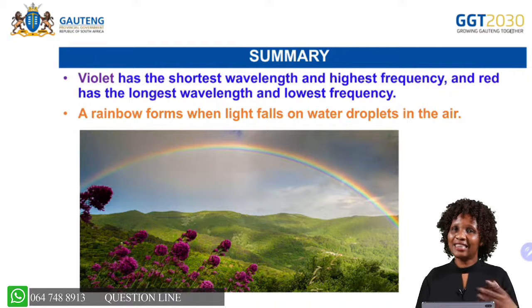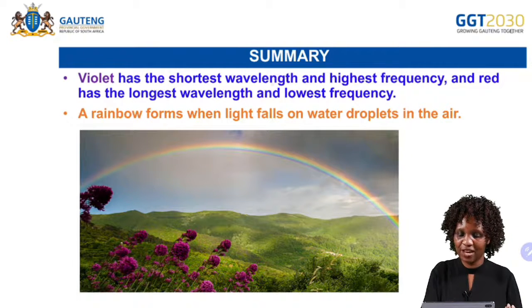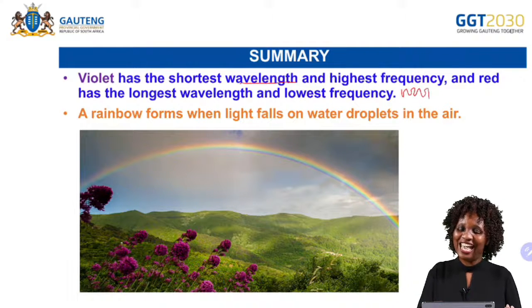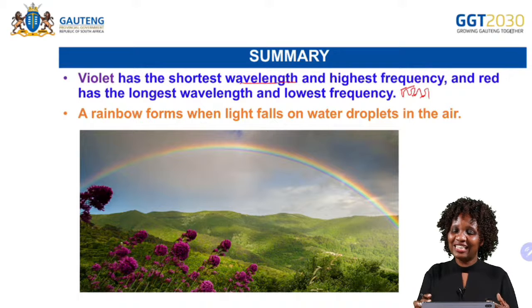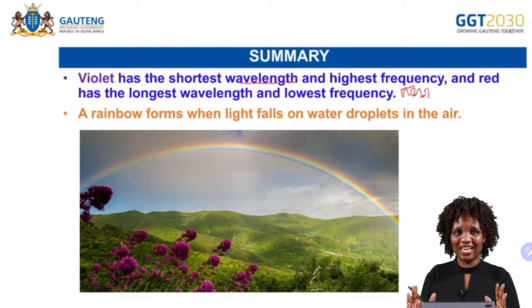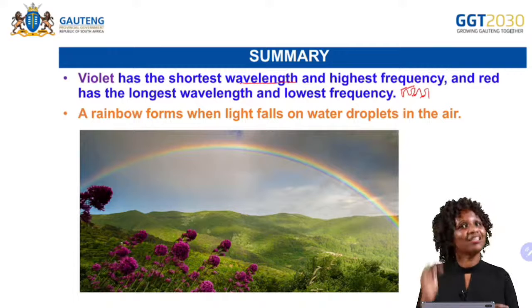All right. And then we've got violet. Violet has the shortest wavelength. Remember what we said about violet. The wavelength is very short, and it has the highest frequency. If we say the shortest wavelength, the distance between the crests or the troughs is very short. And then the frequency, we are counting the number of waves that pass at a certain point at a given time.